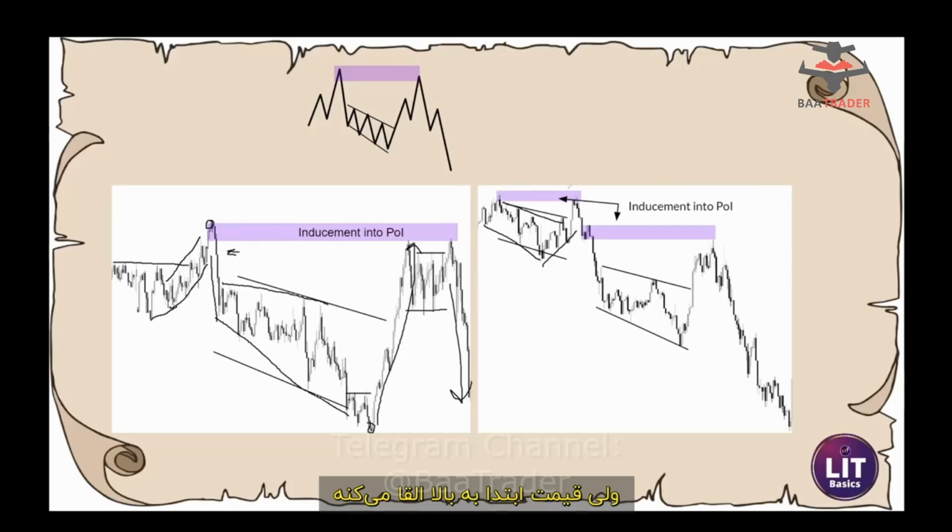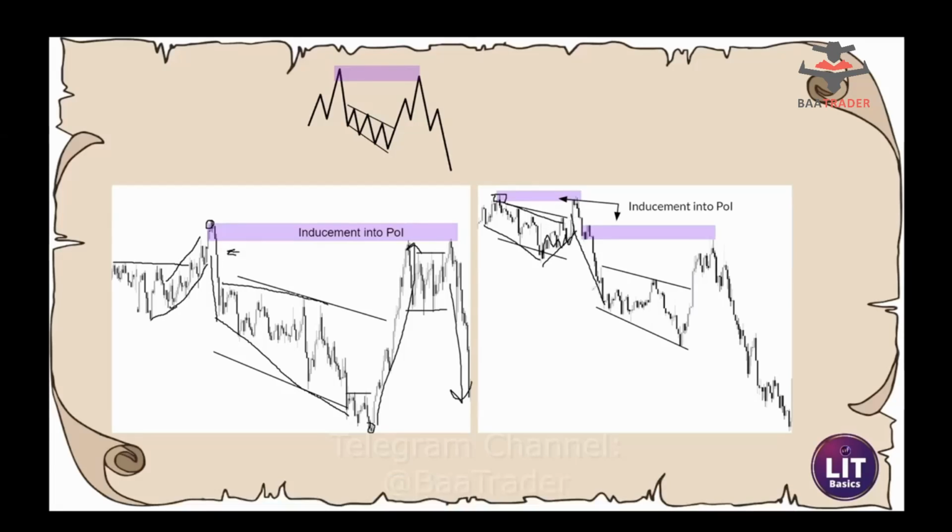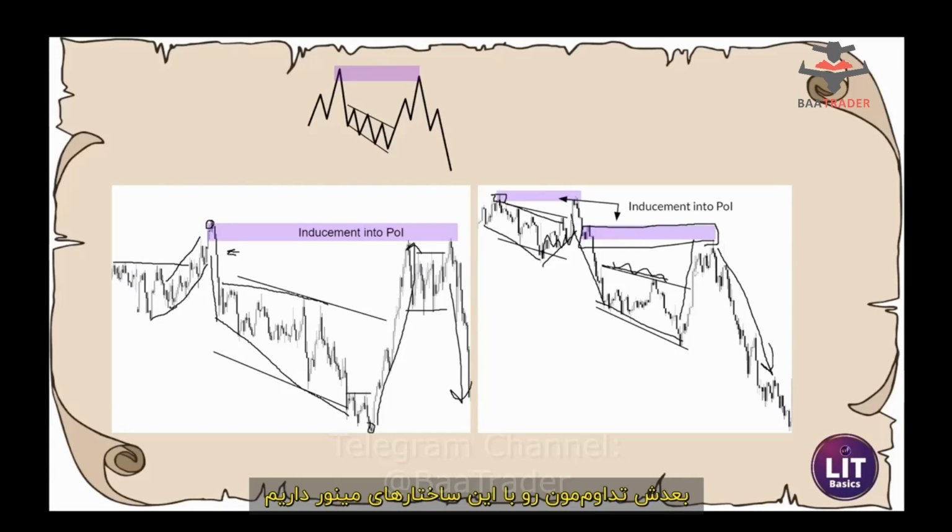But first, price induces high into this imbalance over here. Then we get our continuation, taking out all of these buyers over here. Same thing, another channel. Then we induce this liquidity here into this POI of imbalance. And then we get our continuation with these minor structures as well, and price mitigating into there and breaking out of that zone over there.